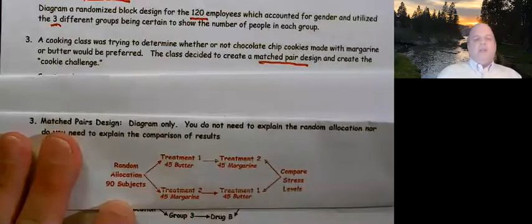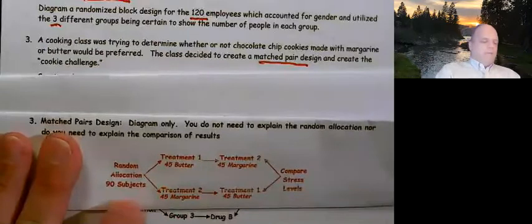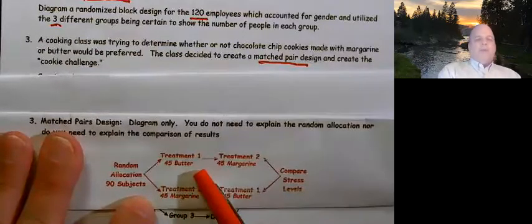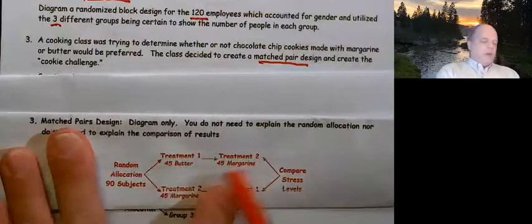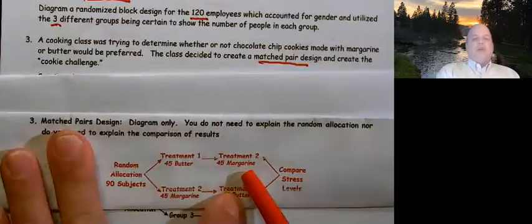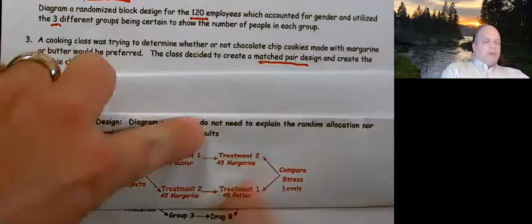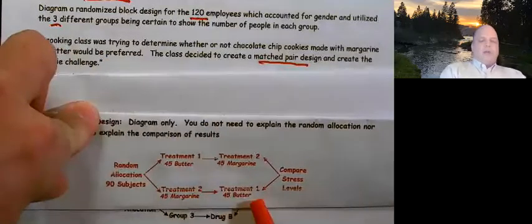I'll probably put their names in a hat, and I'm going to draw. 45 would receive treatment 1, and the other 45 would receive treatment 2. So they'd start off with a butter cookie, and then they may switch to the margarine cookie. The other group would start off with a margarine cookie, then go to the butter cookie.